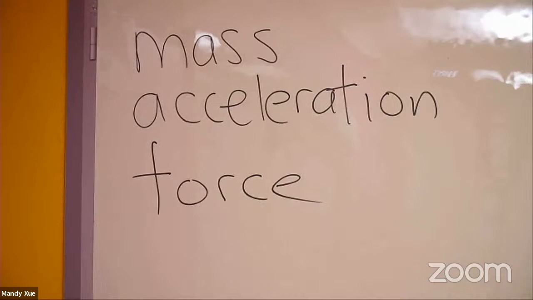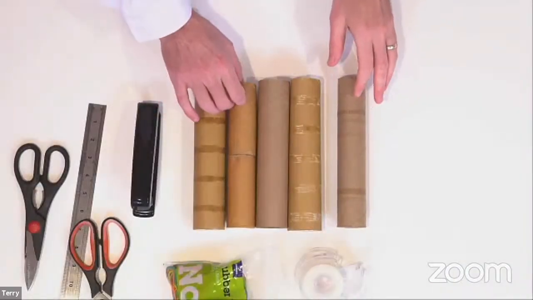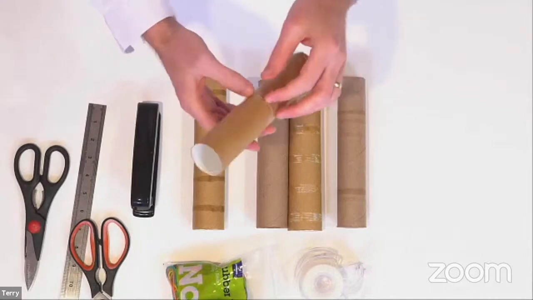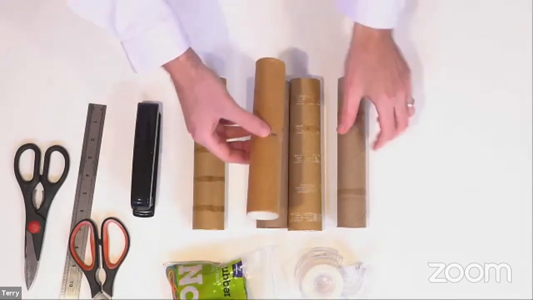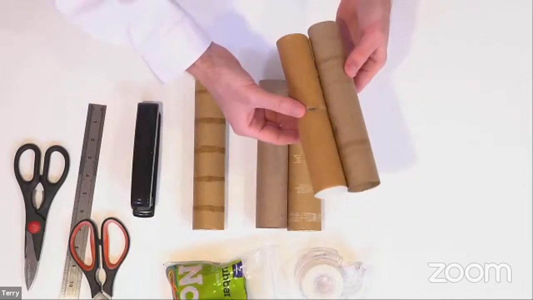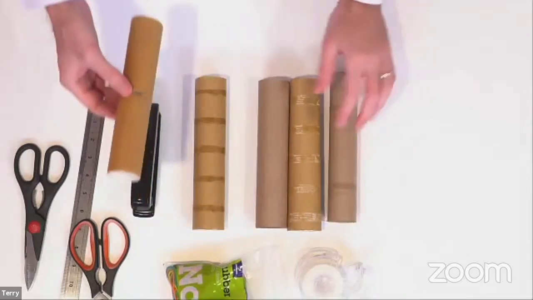Okay, for the momentum cannon, you will need these things. You're going to need some paper towel tubes. And if you don't have paper towel tubes, you can take 2 toilet paper roll tubes and tape them together, and then you have something that's the same length as a paper towel tube. Yeah. We have some paper towel tubes, so we'll just keep those.